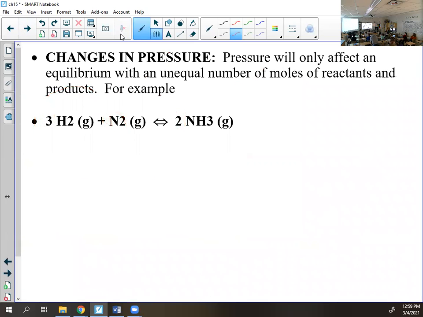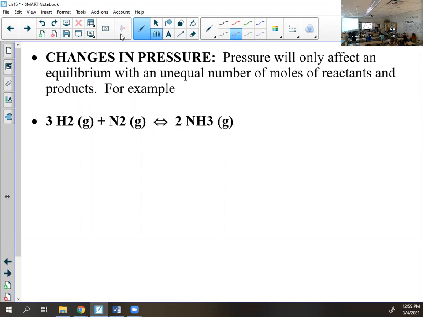Changes in pressure. It's going to be the same if you do it my way. Changes in pressure. Pressure will only affect an equilibrium with an unequal number of moles of reactants and products.